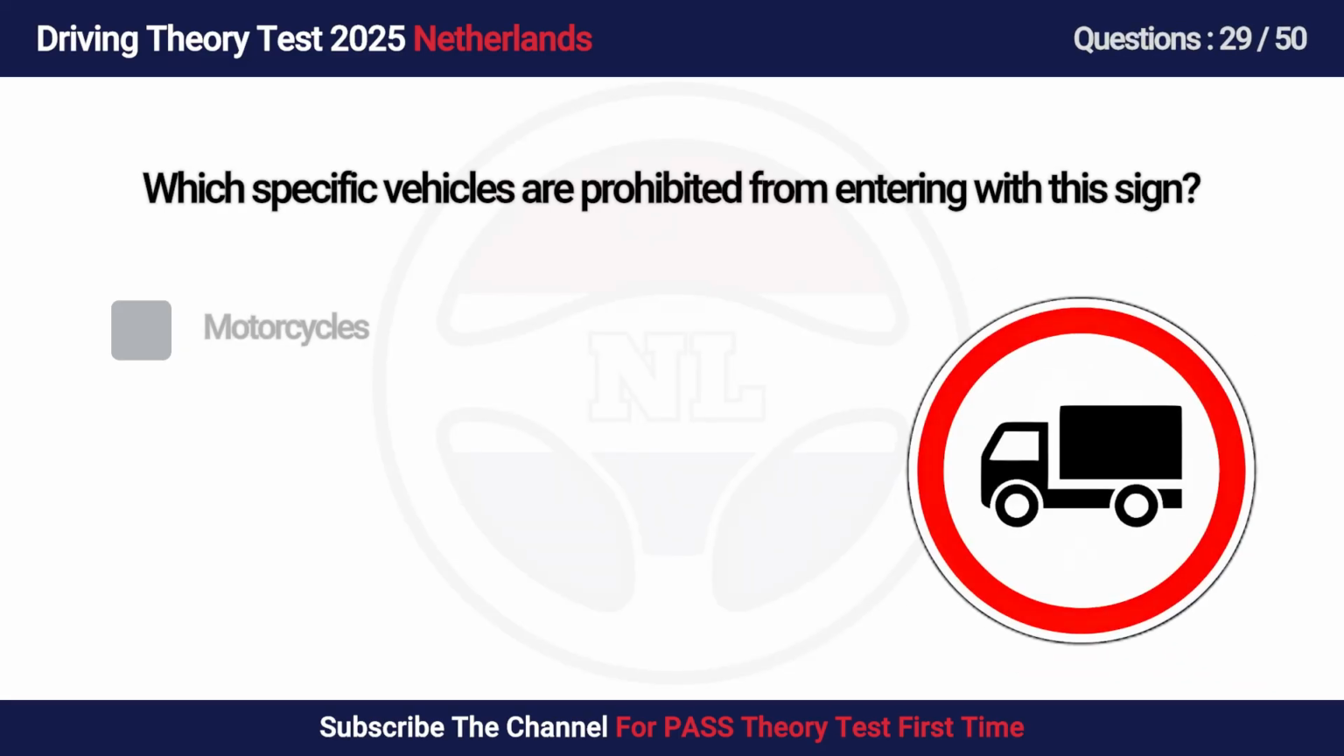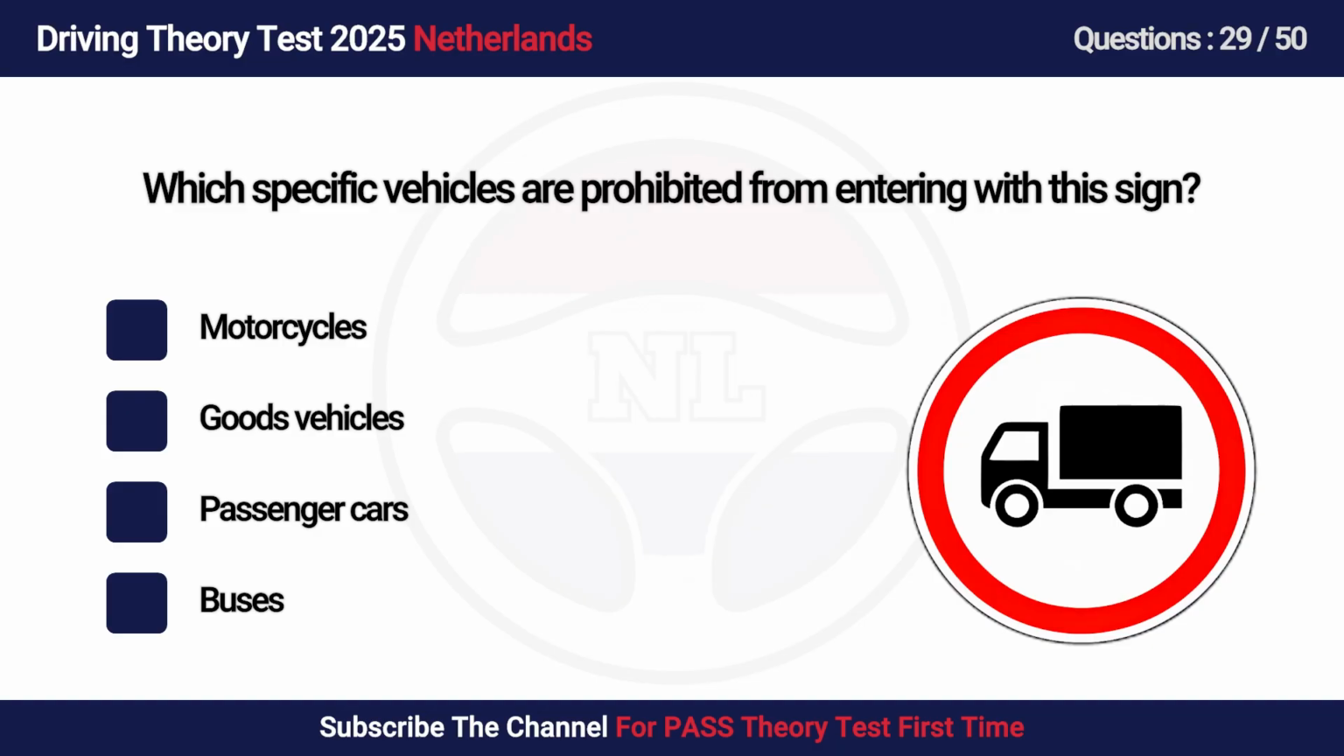Question 29. Which specific vehicles are prohibited from entering with this sign? A. Motorcycles, B. Goods vehicles, C. Passenger cars, D. Buses.